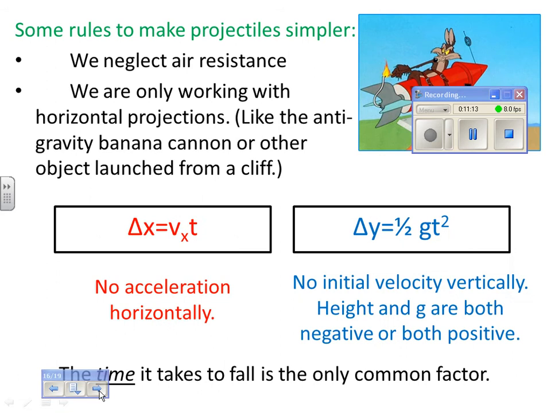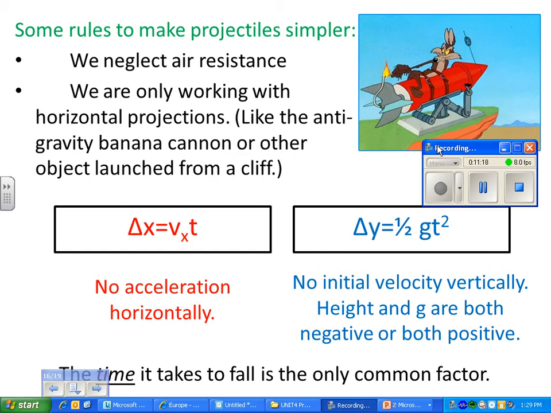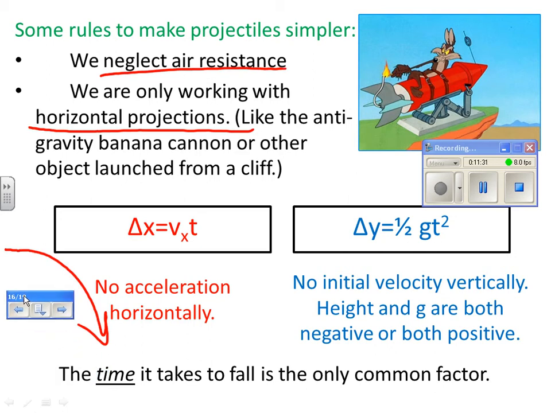Okay, so we neglect some rules just to make projectiles simpler as we're looking at them. Remember, we're going to say there's no air, we're going to neglect air resistance. We're always working with horizontal projections like the anti-gravity banana cannon. Remember, we're going to start here and it's going to go down. There's no acceleration horizontally. Just want to reinforce that. No initial velocity vertically. Height and g are both negative or both positive because why? They're in the same direction. The time it takes to fall is the only common factor. It's the only time we'll see that in both. So the t there and the t there are the same.